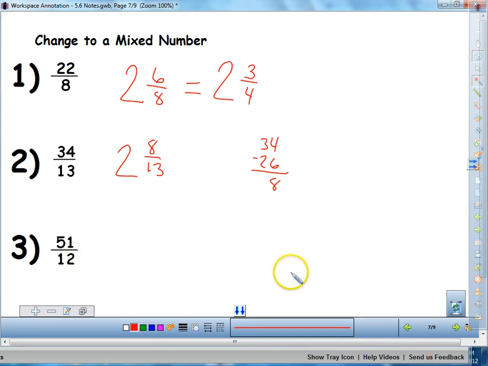Whew! You guys go ahead and try this third one on your own. It's kind of ugly, but I'm pretty sure you can do it. You guys are all very smart. So we'll check it in class tomorrow. But go ahead and try and turn 51/12 into a mixed number.